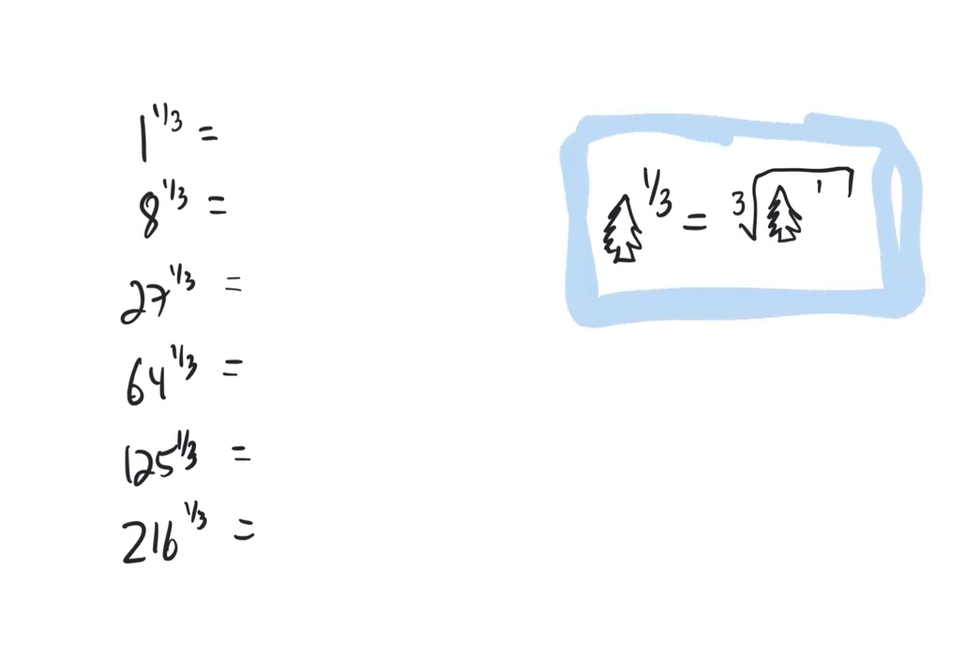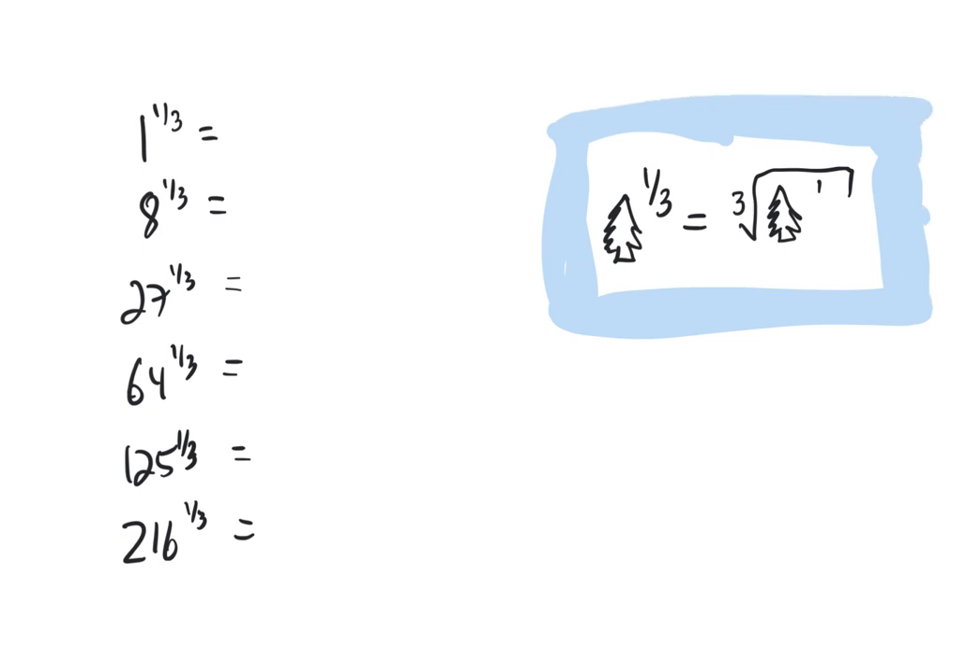Well, anything, say something to the 1/3 power, when I change that back to a radical, the numerator becomes the exponent, the denominator becomes the index, and the number becomes the radicand. So something to the 1/3 power is the same as the third root, cube root of that something. So for the rest of your math life, anytime you ever see something raised to the 1/3 power, that's going to be equivalent to third root or cube root. So anything to the 1/3 power is cube root.